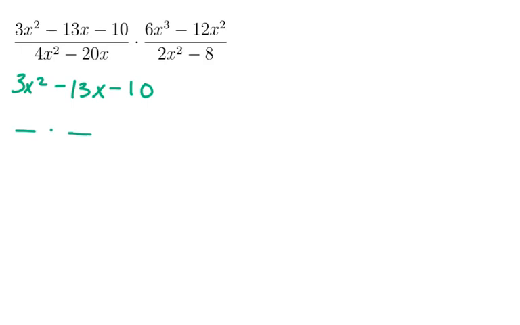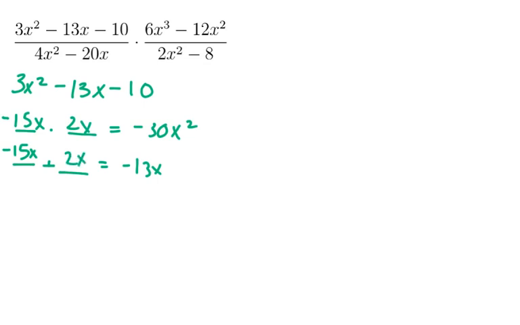Most of them involve this type of AC method, where you're looking for what multiplies to a times c, so what multiplies to negative 10 times 3x squared, which would give us negative 30x squared, and what adds to b, that middle term. So we're looking for what multiplies to negative 30x squared and adds to negative 13x. In this case, that's negative 15x and 2x. Be careful, it's not going to be 3 and 10. Those would add to negative 13, but they multiply to a positive 30x squared. So we're going to have negative 15x and 2x.